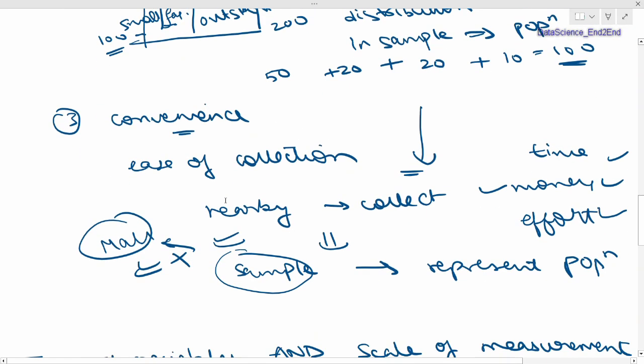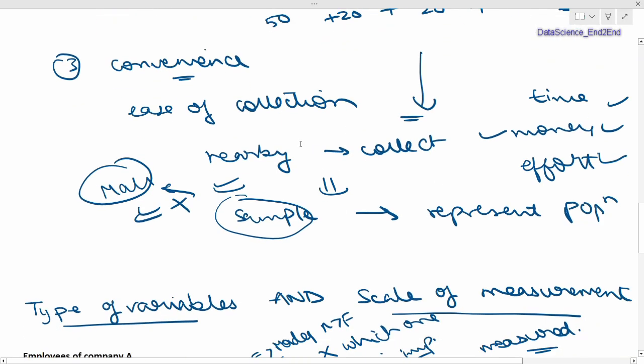The third one is convenience sampling. In convenience sampling, the researcher focuses on the ease of collecting the data based on close proximity or ease of access. This helps in saving the researcher's time, money, and effort, while still allowing us to collect the data. An important point to note here is that if you are collecting the sample by convenience sampling, we need to make sure that the sample still represents the population.